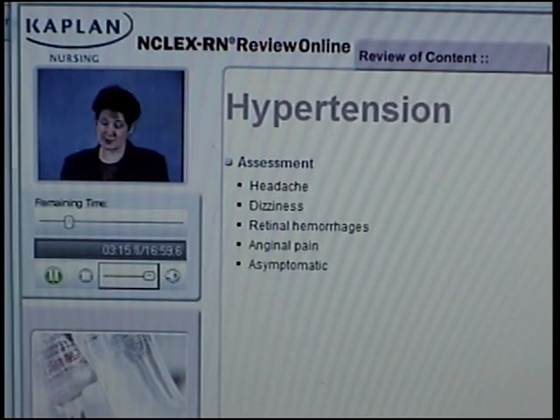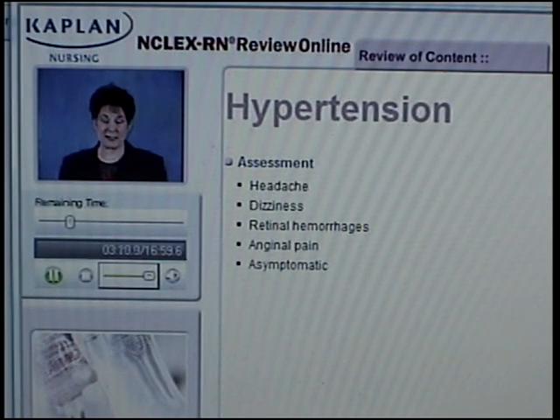Let's go on to a slightly different topic, and that is hypertension. Now, hypertension, what you may see, first of all, you may see no symptoms at all. The patient may be asymptomatic, or they may complain of headache, dizziness, they may experience retinal hemorrhages, and they may have inguinal pain. And again, remember, hypertension is the persistent elevation of the systolic blood pressure above 140 millimeters of mercury, and an elevation of the diastolic blood pressure persistently above 90 millimeters of mercury.